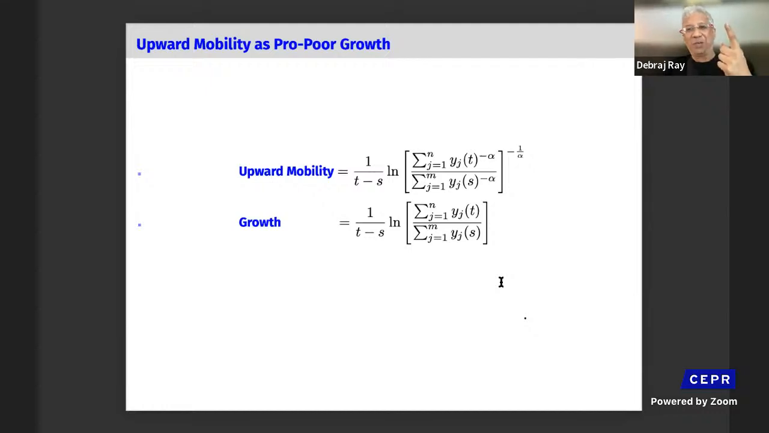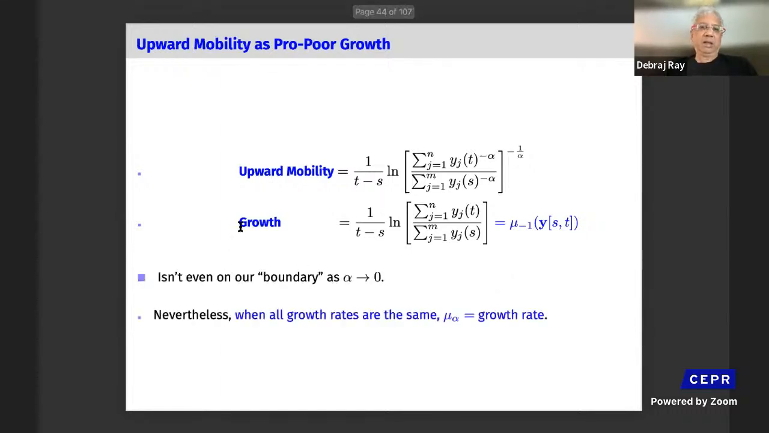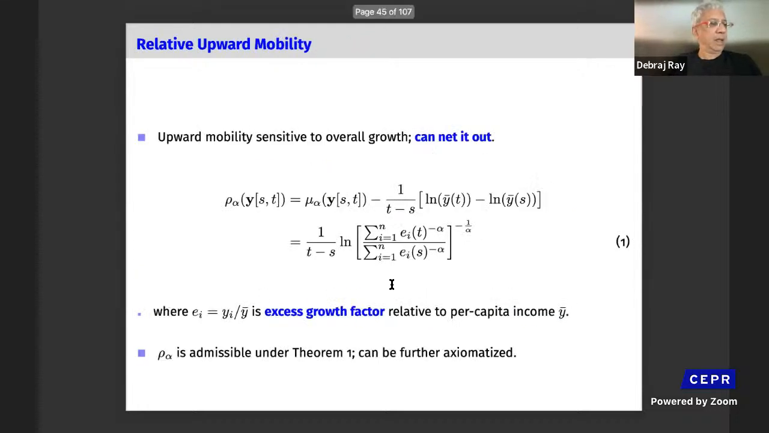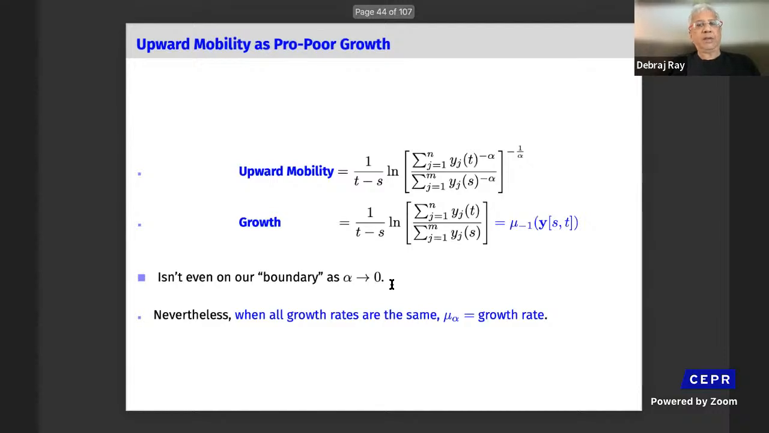But our upward mobility measure, notice, insists that alpha is positive, right? So while growth formally looks like a mobility measure, it is not. It's far away. In fact, the growth rate does not even sit on our boundary as alpha goes to 0. Because the growth rate is defined for alpha equal to -1, you see the mathematical similarity, but our mobility measure is only defined for alpha positive. Nevertheless, if all the growth rates are the same, our mobility measure will return the average growth rate to you if everybody's growing at the same rate. So that's upward mobility, that's growth.